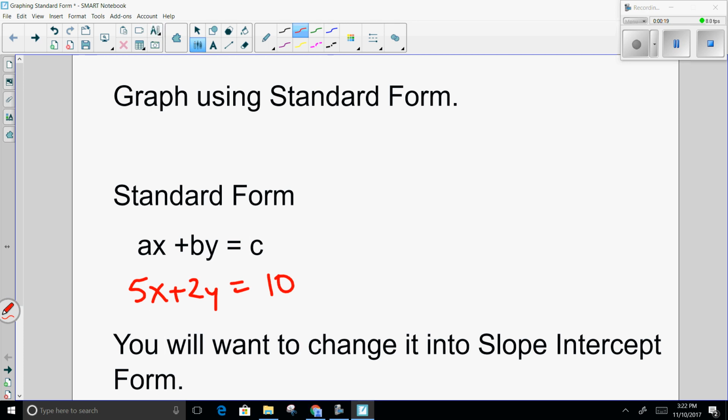We haven't graphed it, but we've worked with it, and we've actually solved for one of the variables. It's called solving literal equations. We had that on our first test. So that's going to be one of the things that we're going to use today, because we want to solve for y to get it into slope-intercept form. We want to change it into slope-intercept form so that it's easy to graph.